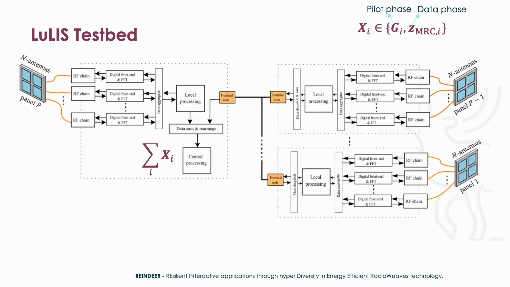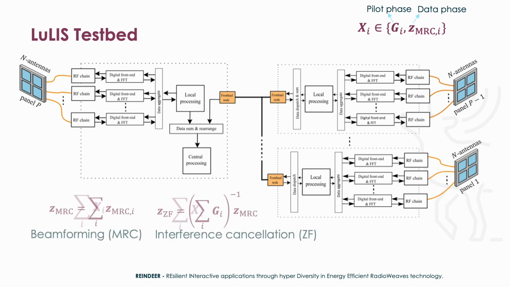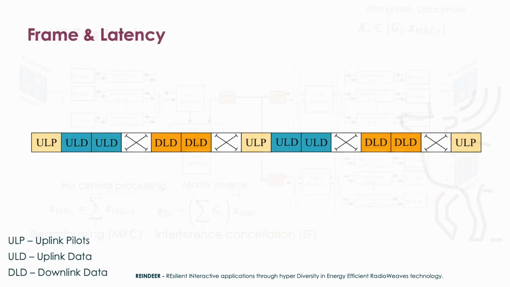The final module would then have access to the aggregated data, which could be used to implement a beamforming scheme such as maximum ratio combining or an interference cancellation scheme such as zero forcing. We should note that implementing zero forcing requires performing a matrix inverse to the aggregated data at a central processor, whereas for maximum ratio combining, the aggregated data can be directly used to extract the user information without any centralized MIMO processing. The system latency is greatly influenced by the frame structure.